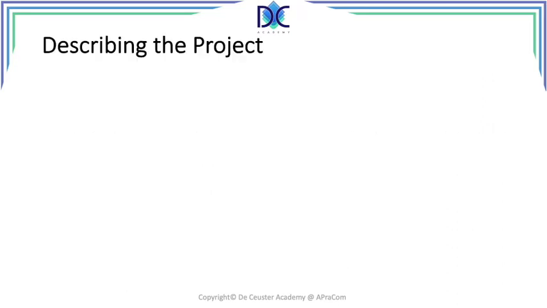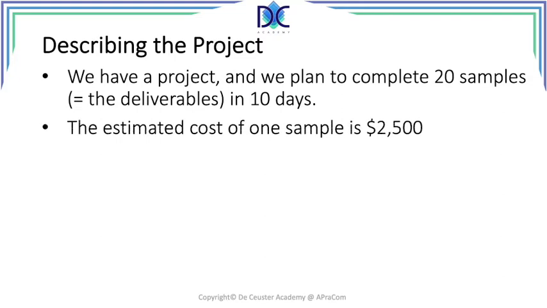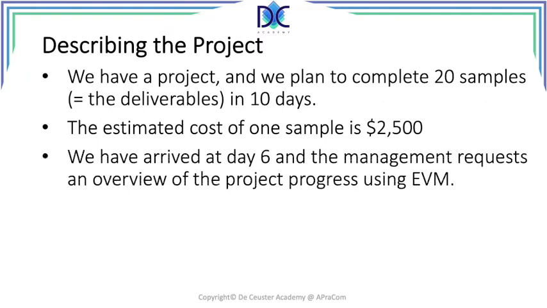First, we have to have a project, and in our project we are in fact completing 20 samples, which are the deliverables, and we want to do that in 10 days. So basically we will be creating 2 samples every day. The estimated cost of one sample is $2,500, and we have arrived at day 6, and the management requests an overview of the project progress using earned value management.